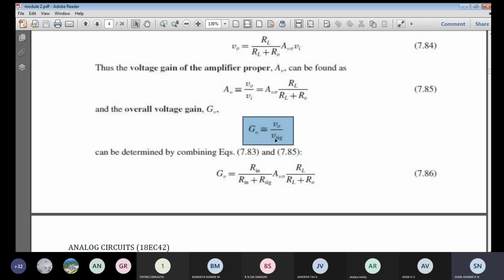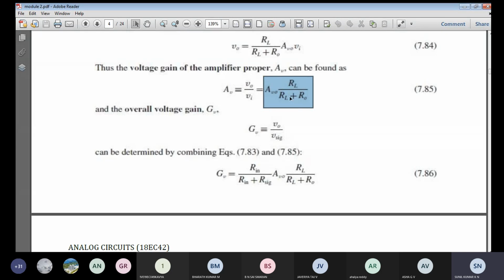So V0 by V signal. V0 is the output voltage across the load, so you write it as it is and divide by V signal. V signal will be the same as Vi, so Vi will get cancelled, and again the expression for the overall voltage gain will be the same.